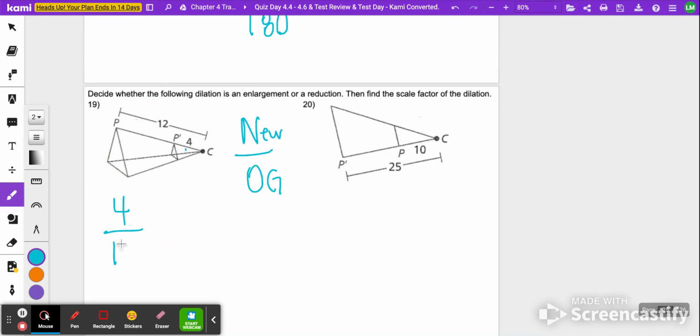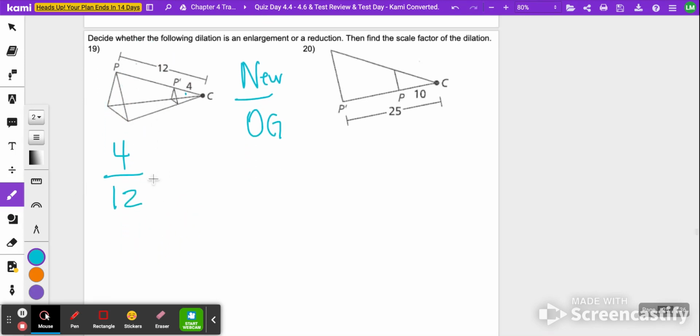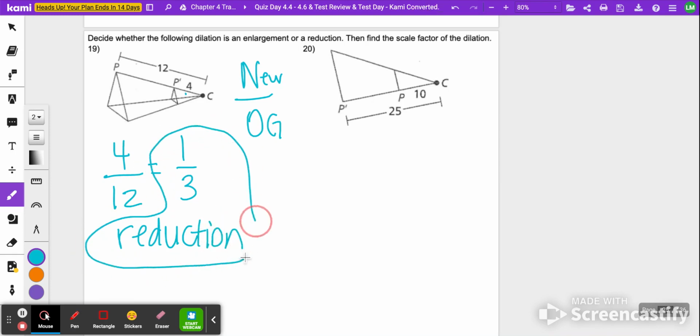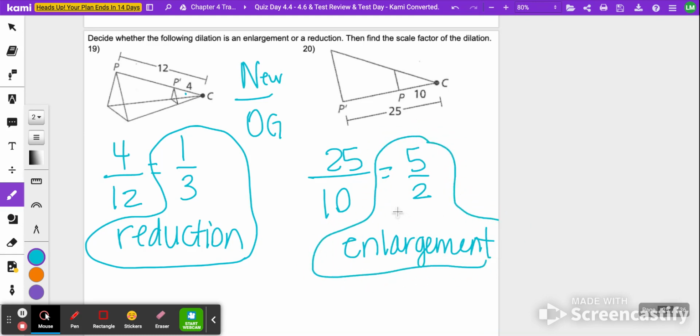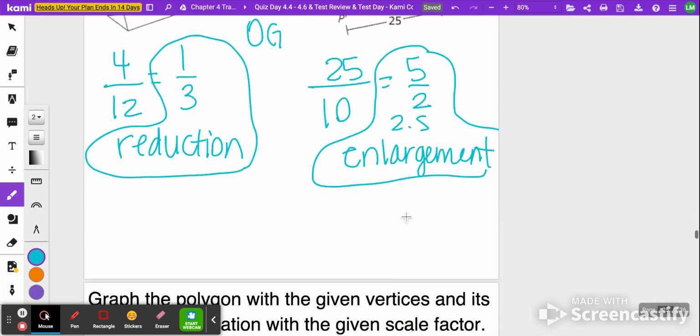Okay. New piece was 4. Old piece was 12. That means my scale factor is 1/3, which means this is a reduction. Okay, so those are the two things we want to say there. Over here, my new piece is 25, and my old piece was 10, and that's going to reduce to 5/2. Since this is more than 1, this would be considered an enlargement. So there's your answer for that one. You can also say 2.5 because 2 goes into 5 twice with 1 remaining, so it's 2.5.